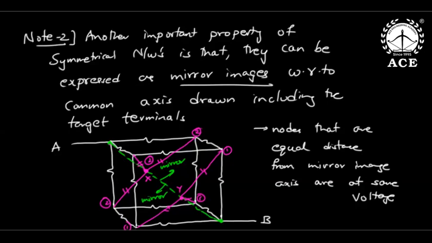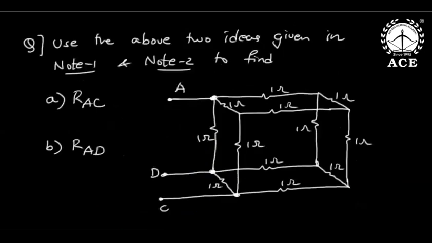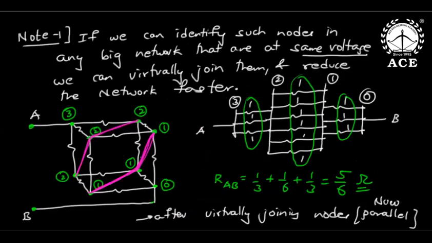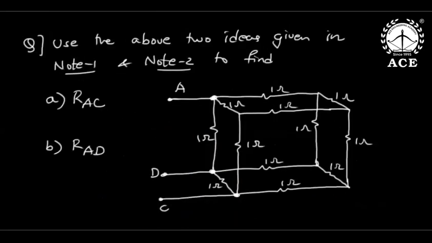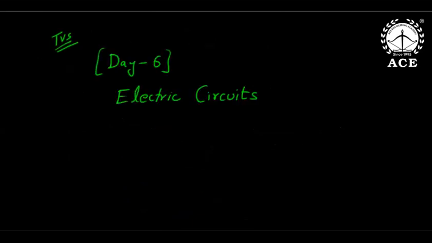Now, based on that, I ask this question. Use the above two ideas given in note 1 and note 2. What are the note 1 and note 2 ideas? First of all, join such nodes which are at the same potential, and note 2 is the mirror image concept. Now find RAC and RAD. I want everyone to listen here. First, let us do RAC.